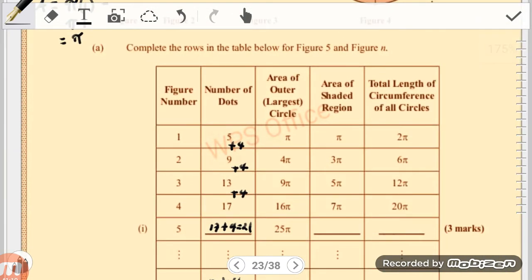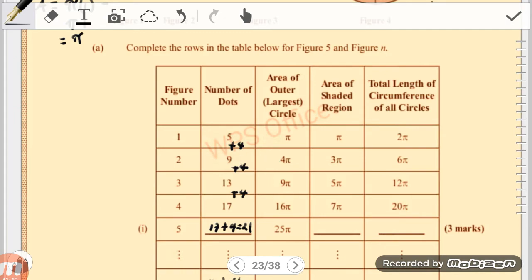4 pi, 9 pi, 16 pi. These numbers look very familiar when I look at them. It seems as if when I square the figure, I'll get the area, because the radius is 1, so the radius does not affect the result. So it's just basically squaring the figure, and we're going to get the area of the outer section.